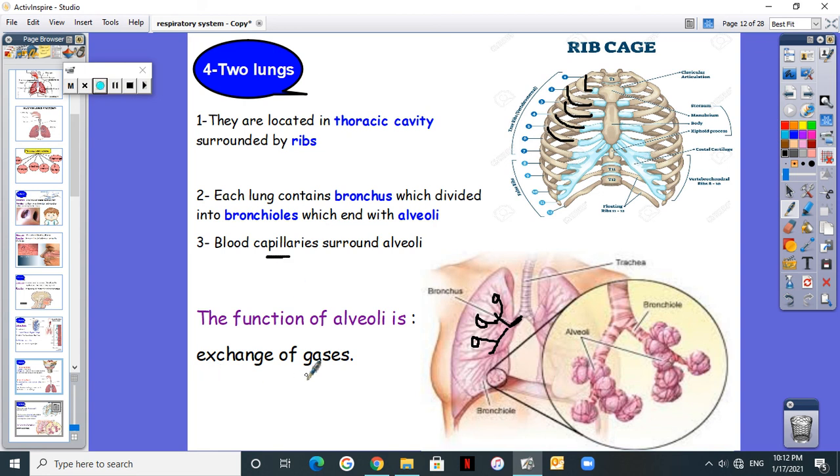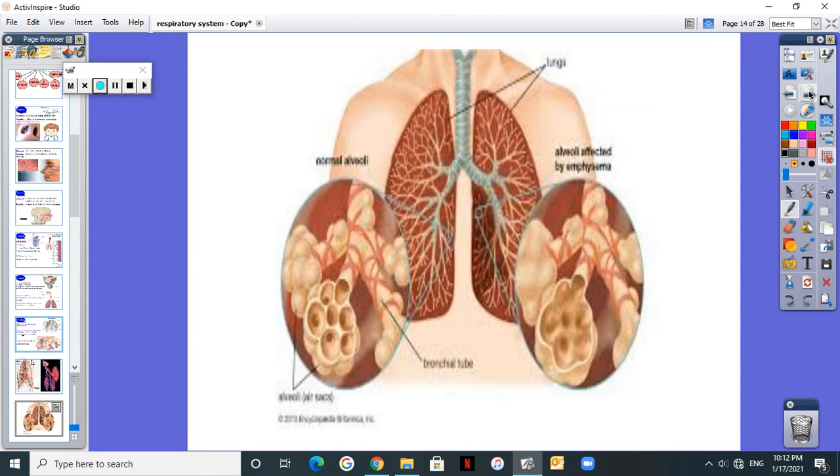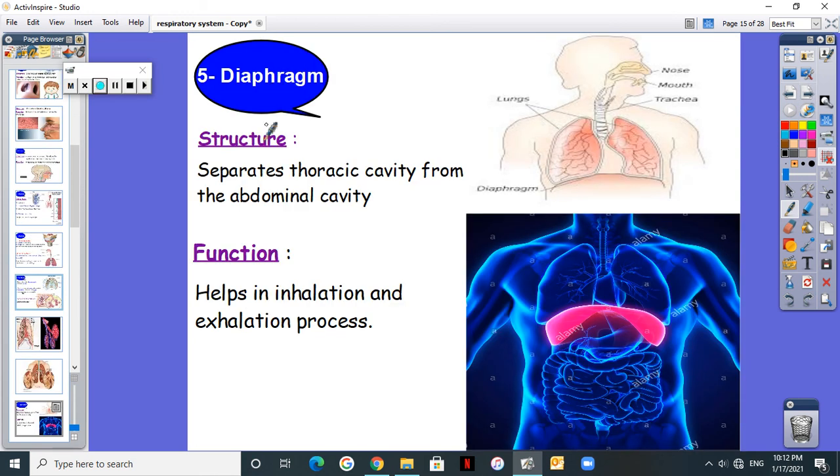So gas exchange occurs between the alveoli and the blood capillaries around the alveoli. After that, we talked about the diaphragm. What is the structure of the diaphragm? It separates the thoracic cavity from the abdominal cavity. This is the diaphragm, and its function is to help in the inhalation and exhalation process.